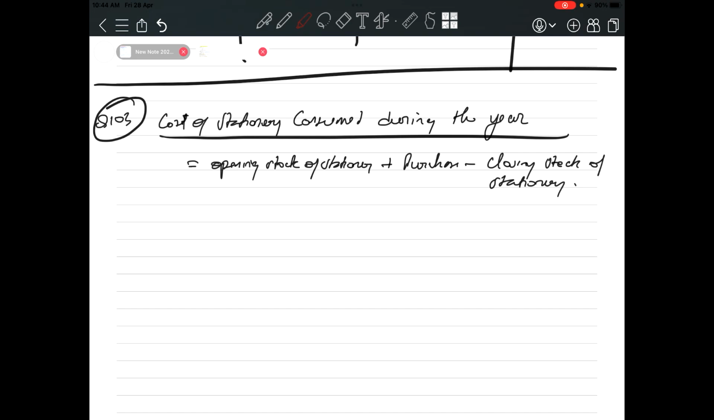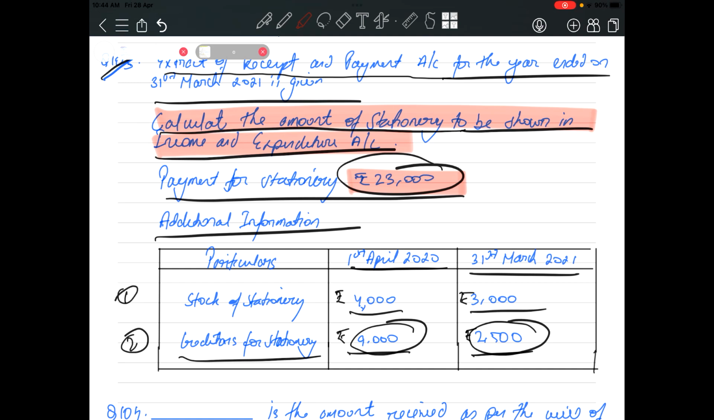Now the question has given us opening stock of stationery and closing stock, but purchases is not given. So what is our main motive? Our main requirement is to find out the purchases. How will we find out the purchases? The question has given us opening and closing creditors, and payment has been given. To whom will we make the payment? Obviously to the creditors, right? Now with this data, can I find out the purchase amount? Yes, I can.